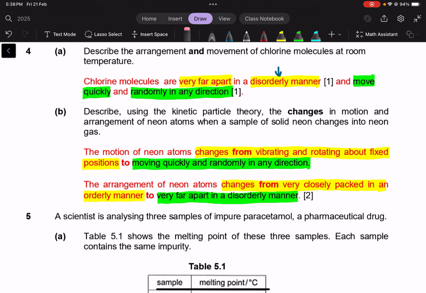Okay, so next, for movement, talk about how fast they move. So whether they are vibrating and rotating slowly or moving at high speeds. And then here we can also say in all directions.